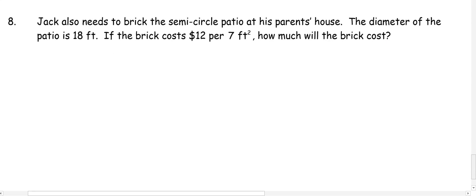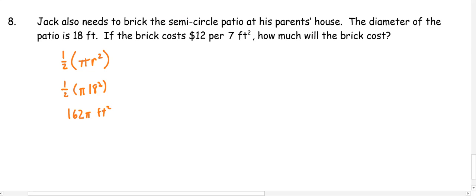Our last question, Jack also needs to brick the semicircle patio at his parents' house. The diameter of the patio is 18 feet. If the bricks cost $12 per 7 feet squared, how much will the bricks cost? So in a semicircle, remember that the area of a circle is pi r squared, but we only want half of that circle. So we're going to do 1/2 times pi 18 squared. So we're going to square 18 first and then multiply that with a half. And we get 162 pi feet squared.